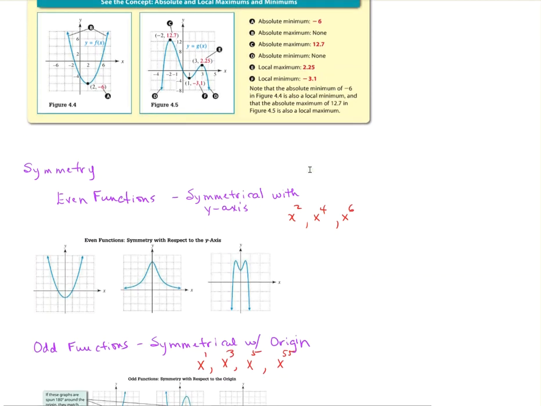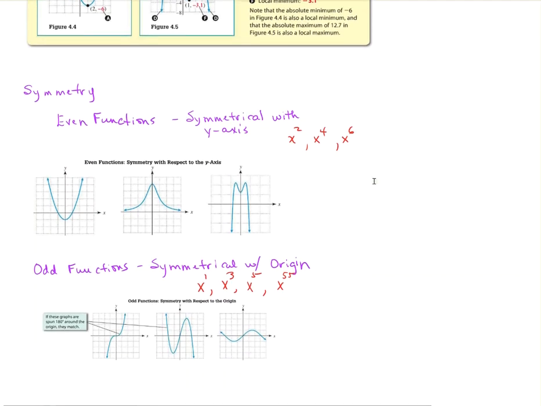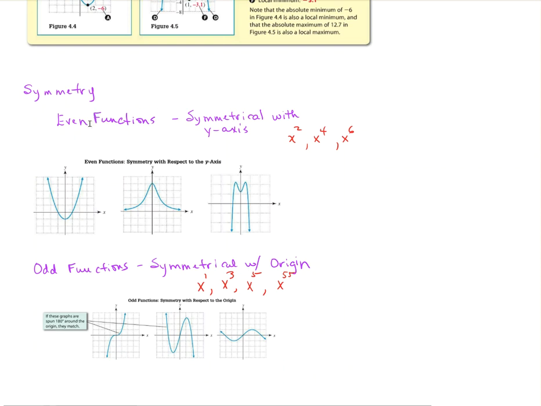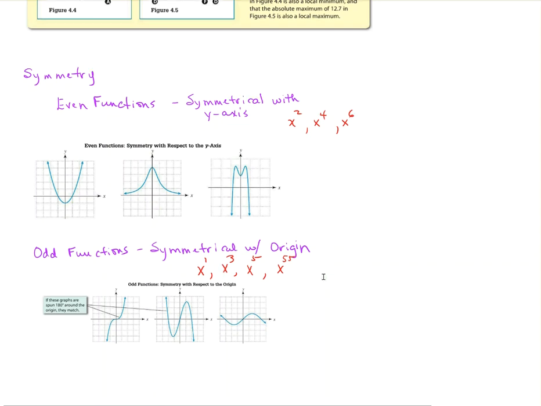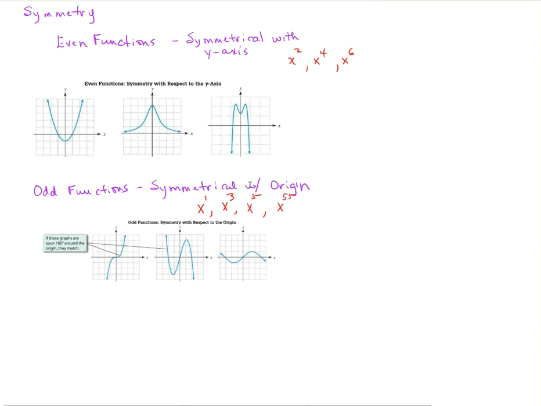All right, now let's talk about symmetry. We have even functions and odd functions. Even functions are symmetrical with the y-axis. That means on either side of the y, they are the same graph. And if you have the exponents, they're even numbers. Odd functions are symmetrical with the origin.